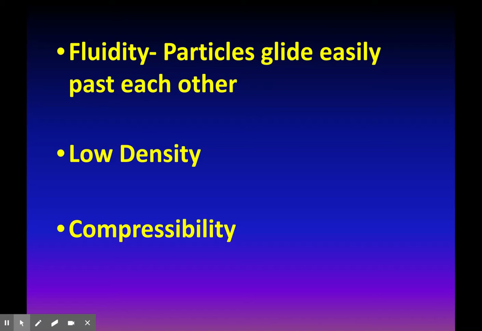Fluidity. Often we think of fluids as liquids, but really fluids are liquids and gases. It just means that the particles can glide easily and flow past each other. Low density. We know that density depends on the mass of the object and how compact that mass is. So if particles are spread out in gases more than, let's say, solids, gases are going to have low density.